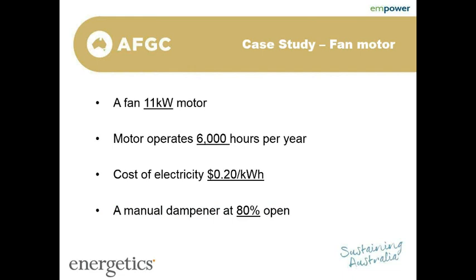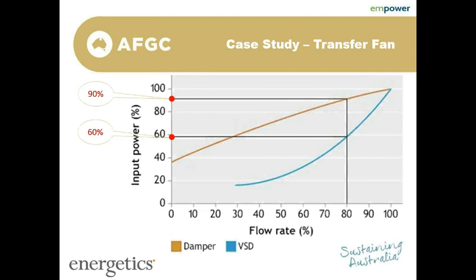At the moment they have a manual dampener open to 80%, so it's not requiring the full load of the fan. That's just one-fifth shut. And just for this example, we'll assume the cost of electricity is about 20 cents a kilowatt hour, which is very typical.